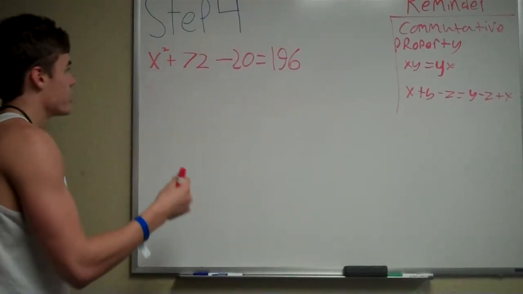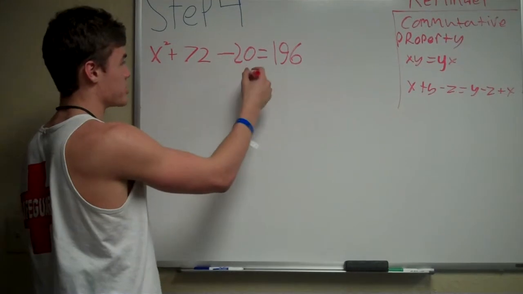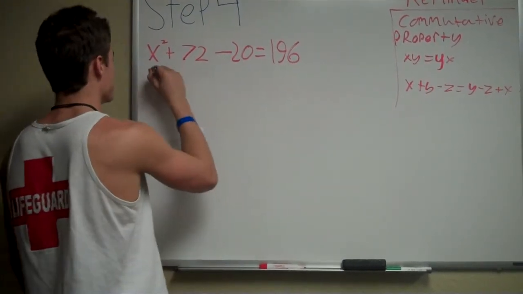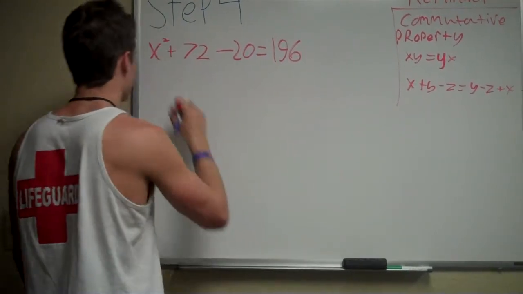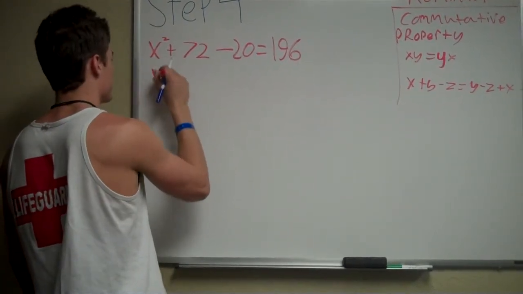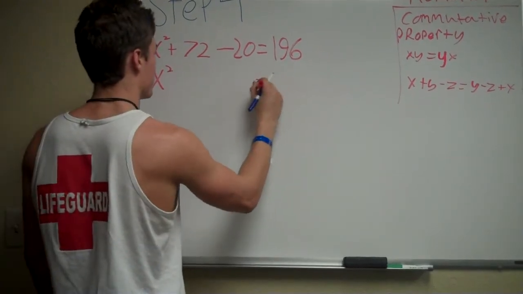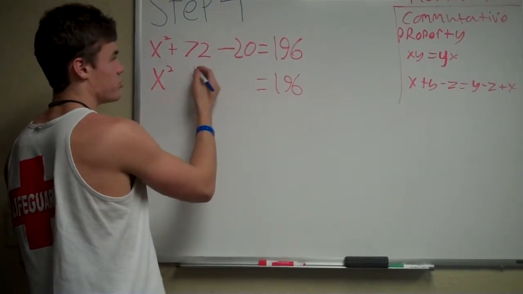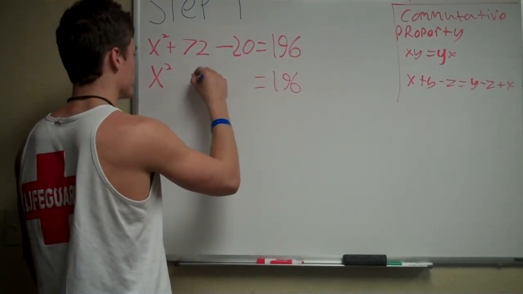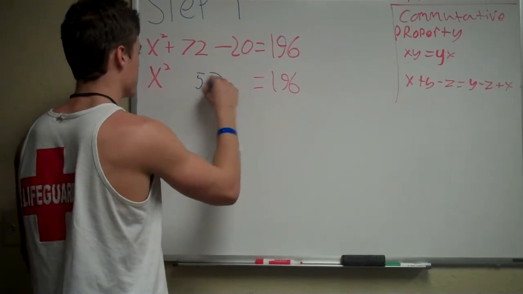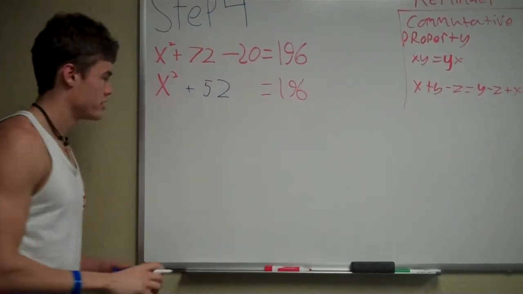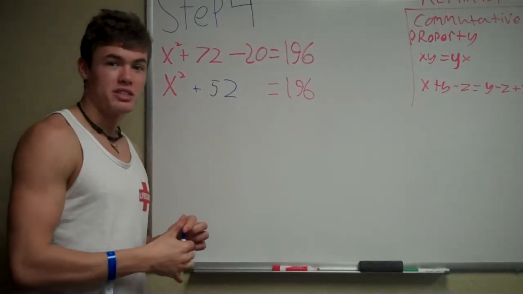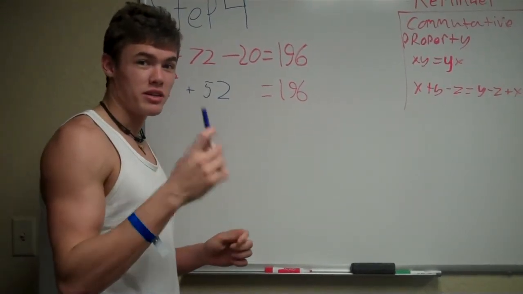Now, here we have a plus 72 and a minus 20. So, using simple second grade math, we can see after dropping our x squared and our 196, we can see that 72 minus 20 equals 52. And that's it for this step. Don't forget to go left to right.